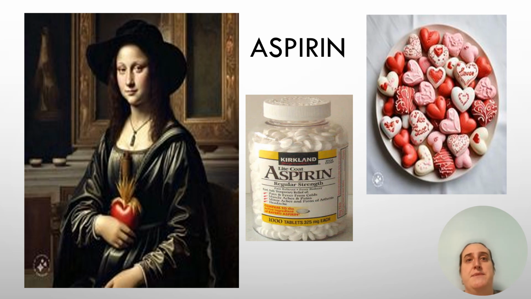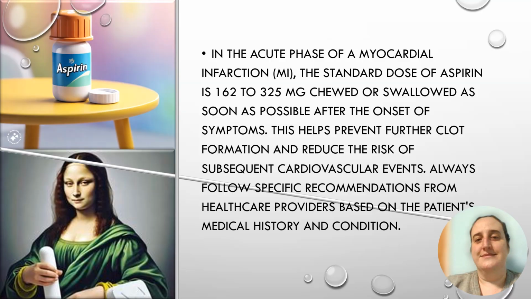Aspirin is commonly given to patients with an MI. This also helps reduce the risk of any further cardiac event. So in the acute phase of a myocardial infarction, the standard dose of aspirin is between 162 to 325 milligrams after the onset of symptoms. This helps reduce the subsequent cardiac event. Always follow the specific recommendations by a healthcare provider based on the patient's medical condition and medical history.